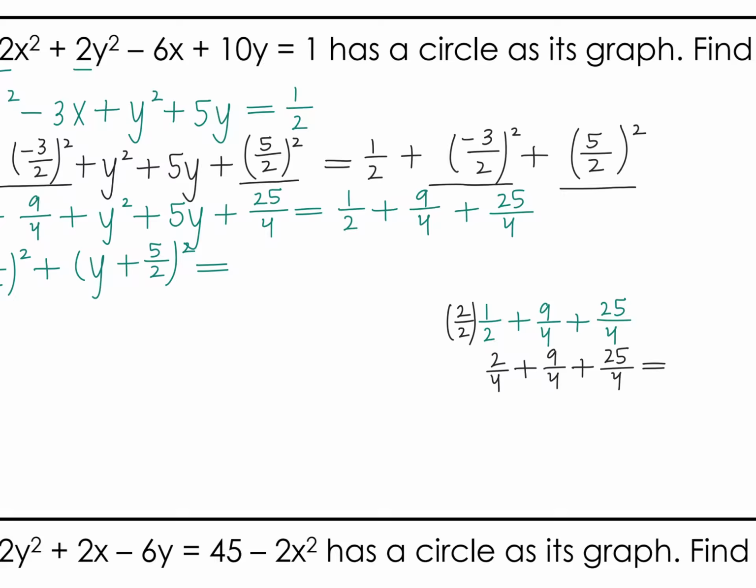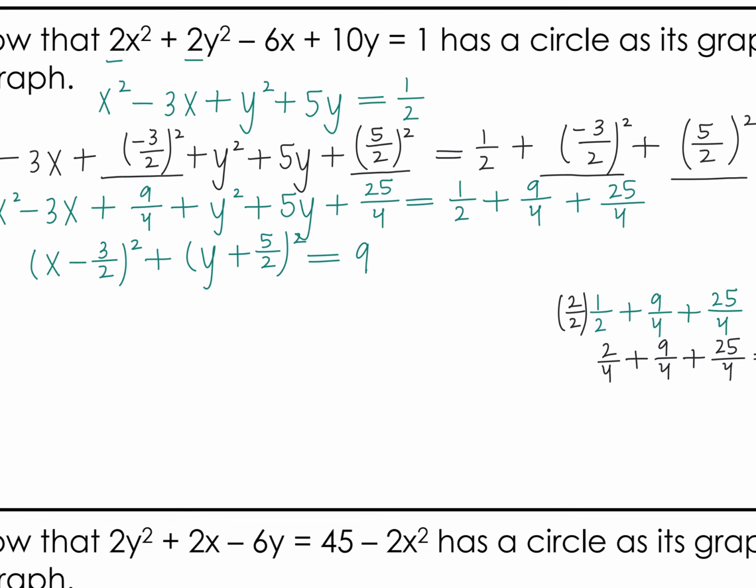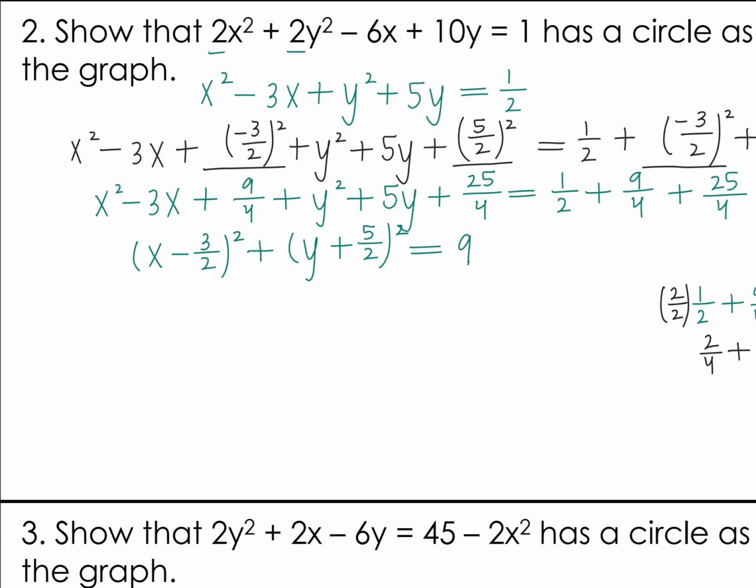Okay. And then remember, key thing is once again, in order to add fractions, you have to have the same denominator. But when you actually add them, you're just adding the numerators. So 2 plus 9 will give me 11, plus 25 will give me 36 over 4. And 36 divided by 4 is just going to give me 9. So this will be my equation for my circle. And then I'm just going to come up with my center and my radius from that.